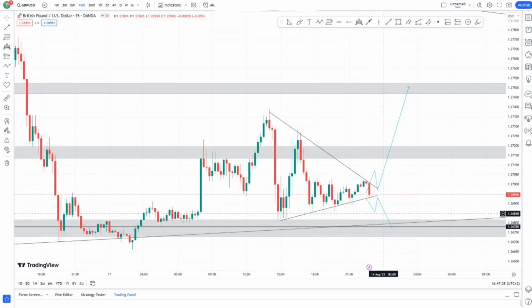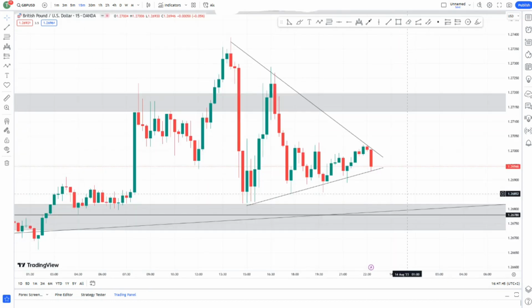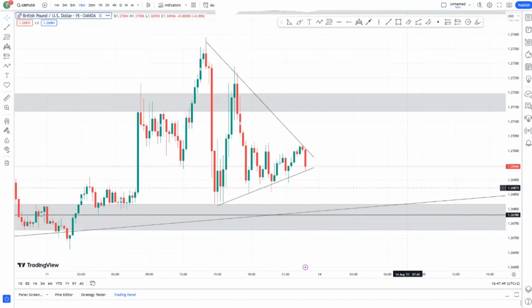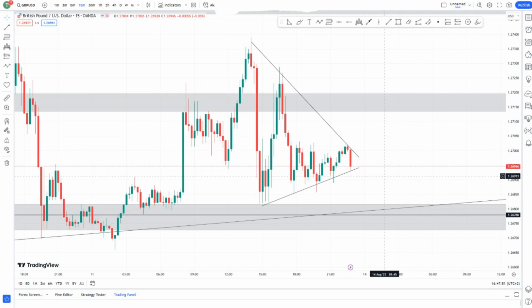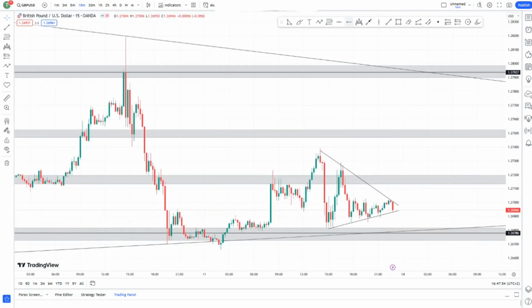That's one thing about a symmetrical triangle. That's why I didn't include it in my video last time, because it's not really a pattern that you would like to trade, right? So obviously seeing this, I now know that I'm looking for my buying opportunities, right? I'm looking for my buying opportunities.